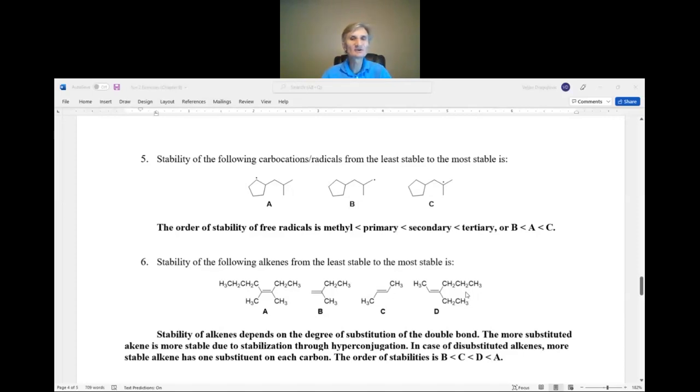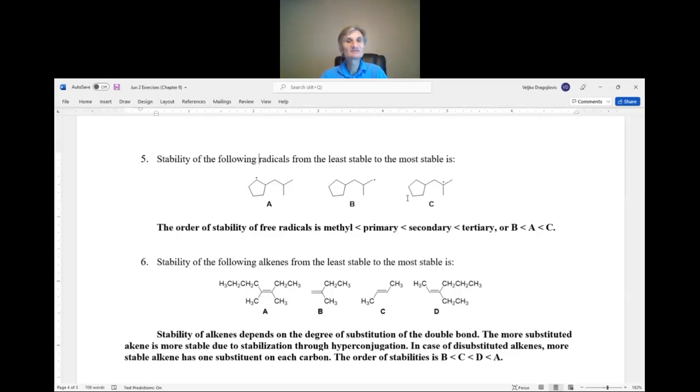So what is stability of the following? Actually, it should be radicals, because when I wrote this question, I was going to put radicals or carbocations, and in this case, it's radicals. So we have free radical A, B, and C. So on the test, you will type up A, B, C, of course. And so you need to arrange them in the order of increasing stability from the least stable to the most stable. Stability of both free radicals and carbocations follows the same order for different reasons.